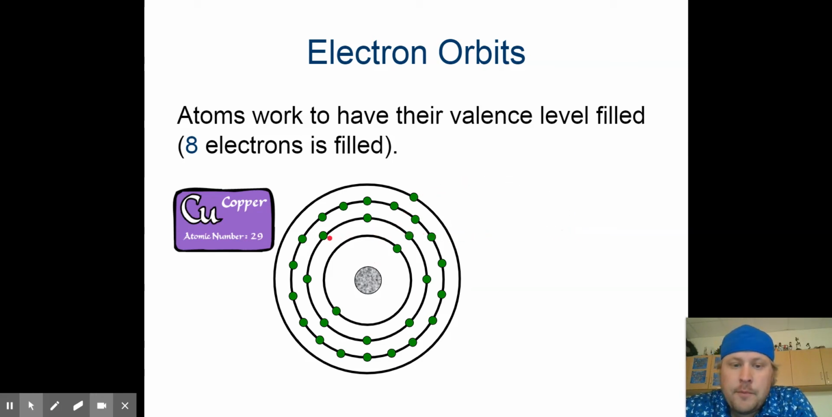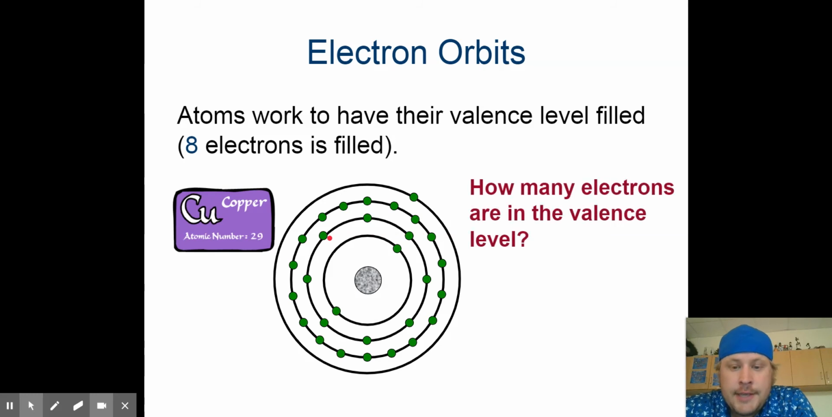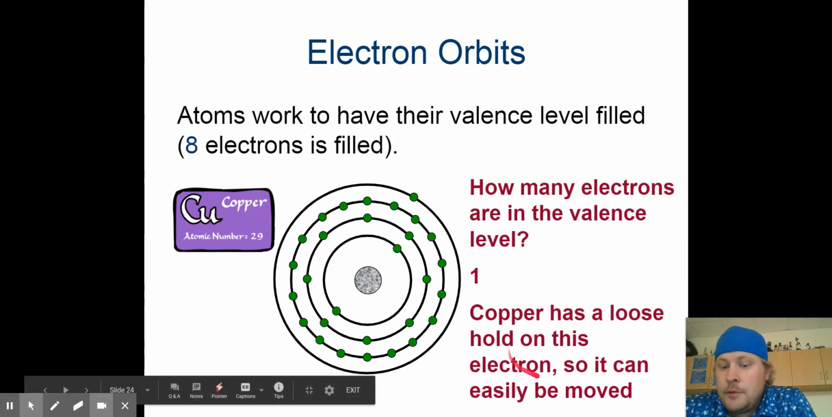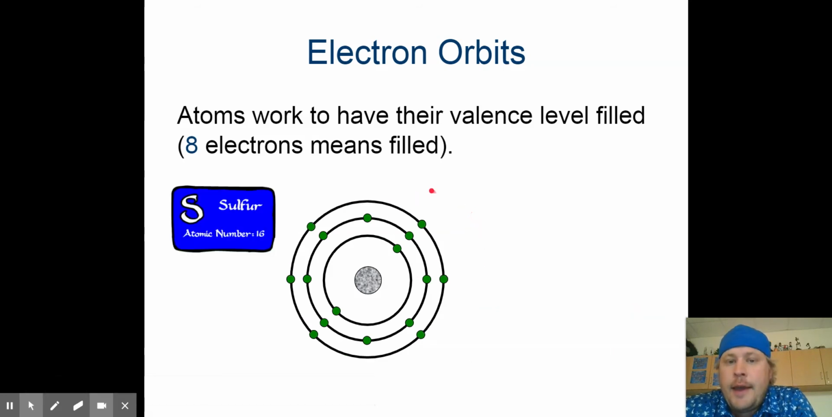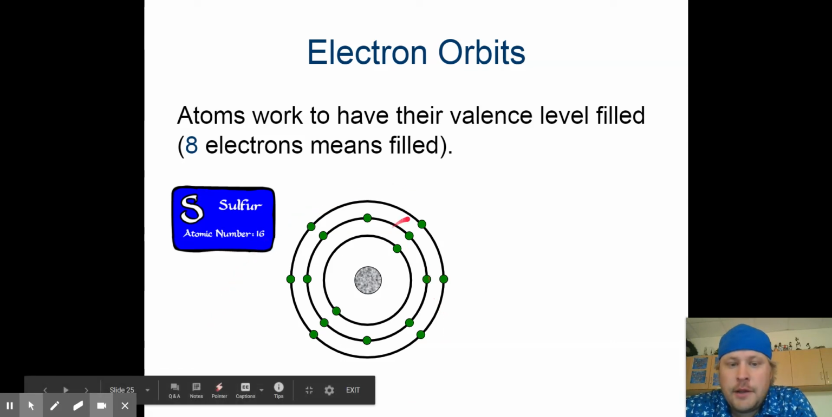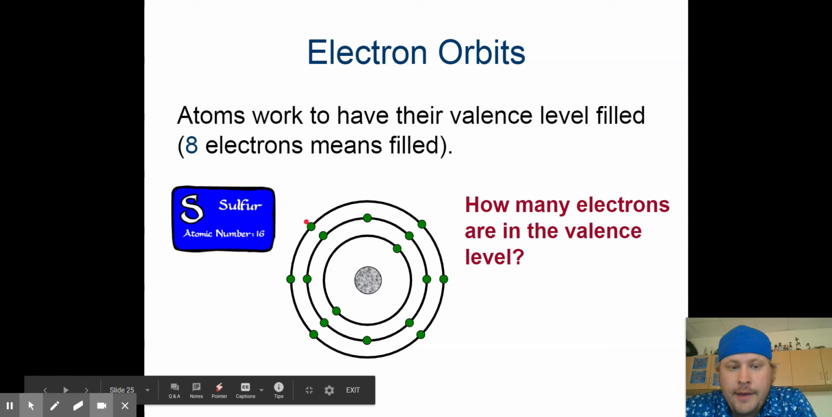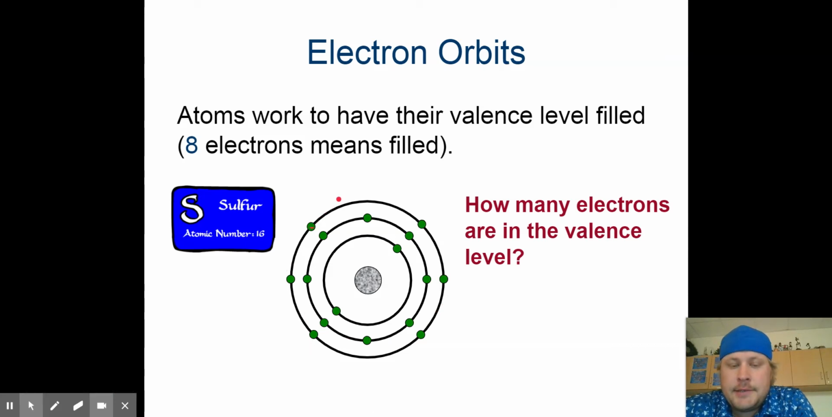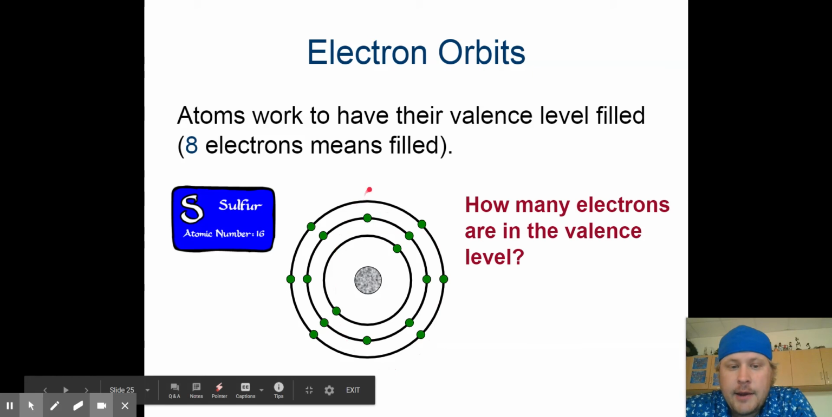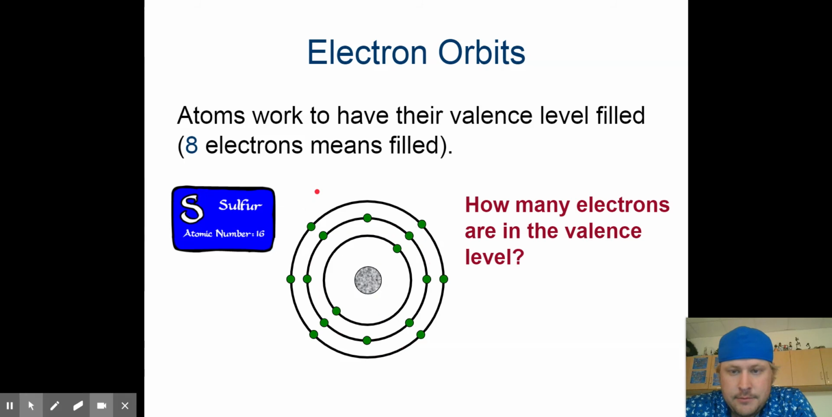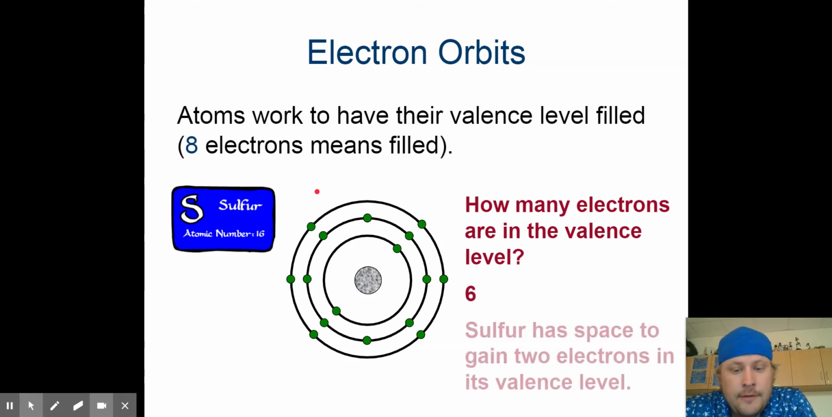If we move to the next slide, you're going to see that with 1 electron, it has a loose hold and can be easily moved. So what does that look like? Here is sulfur. Let's count the valence electrons in the outermost level: 1, 2, 3, 4, 5, 6. So there's 6. Is it easier for this atom to gain 2 electrons to get to 8 or lose 6? It's easier for it to gain 2 electrons in its outer level.